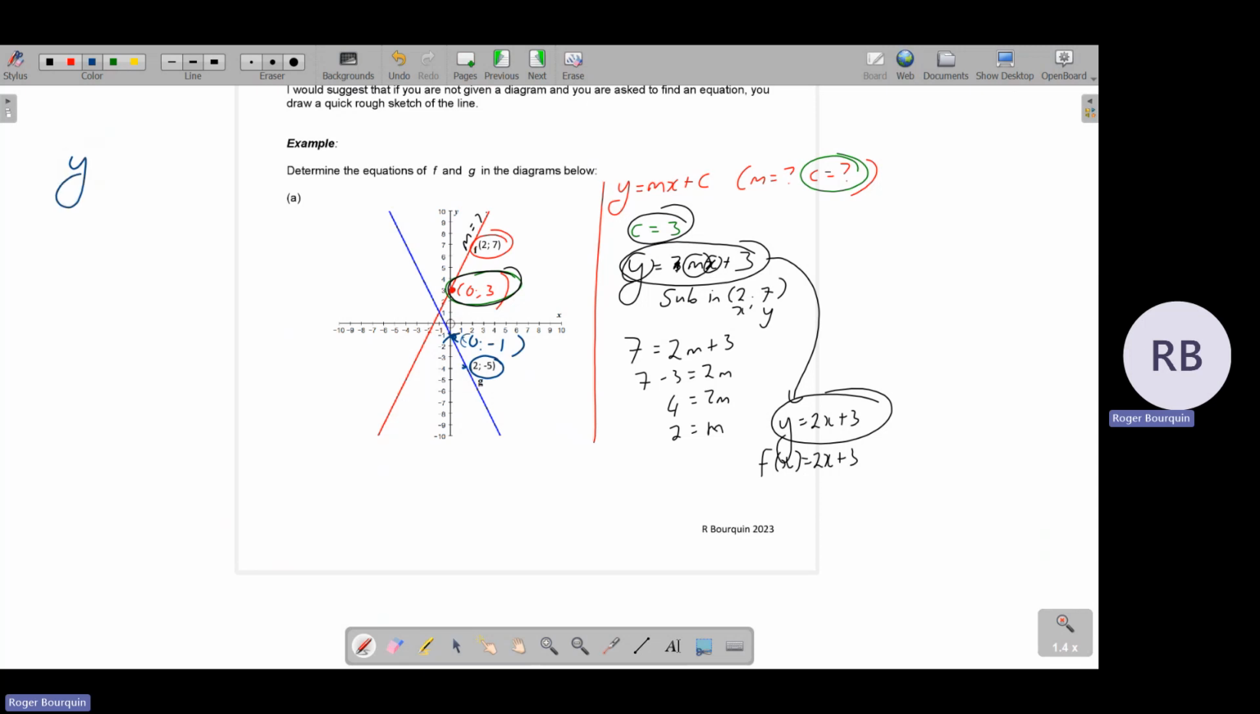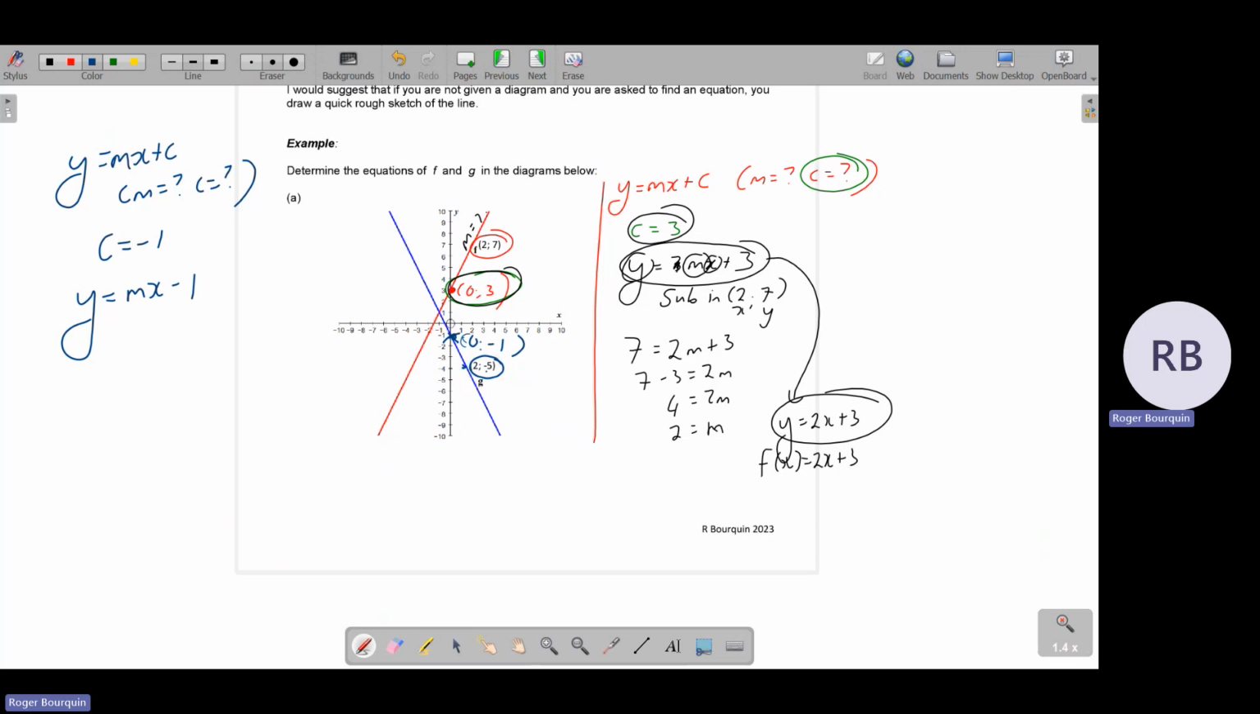So first thing, finding the equation of a straight line, you write y equals mx plus c. You ask yourself, have I got m? Have I got c? Well, you've got c, the y-intercept. So c is equal to negative 1, so y equals mx minus 1. As soon as you find something, sub it in.